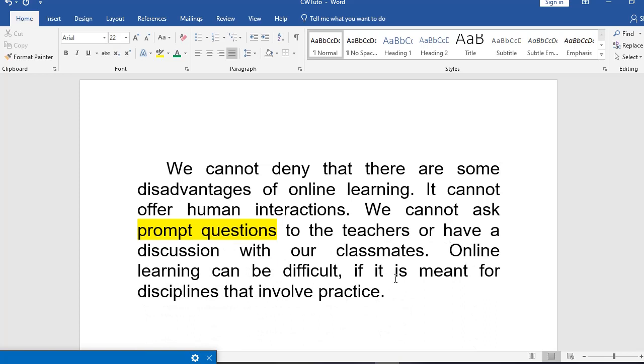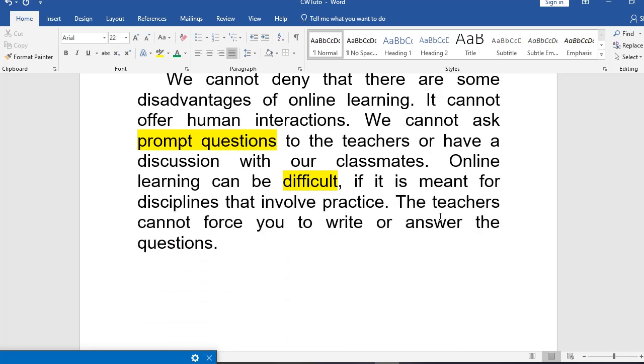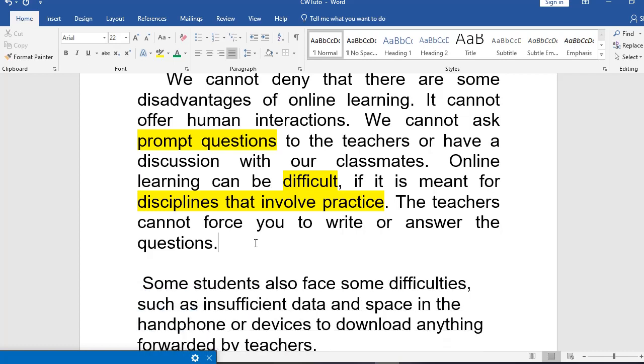Okay, another disadvantage, online learning can be difficult if it is meant for disciplines that involve practice. So difficult for you and difficult for the teachers. Okay, we cannot force you. I cannot go to your house to force you to do whatever I want you to do. So you have to be disciplined. What else? So this is the explanation. Online learning can be difficult if it is meant for disciplines that involve practice. So the explanation, the teachers cannot force you to write or answer the questions. Everything is up to you. So you have to be matured.